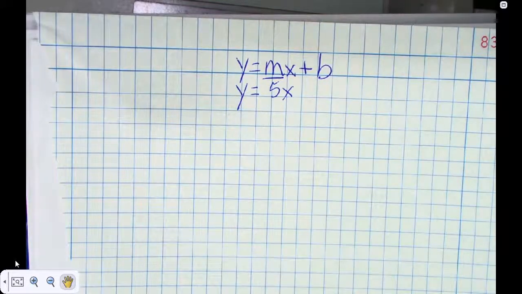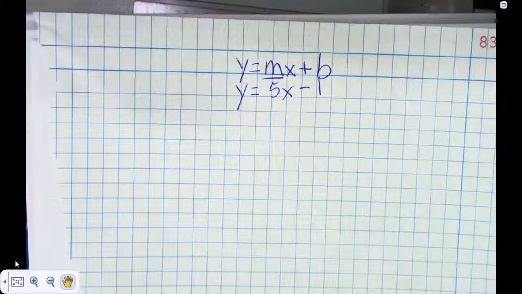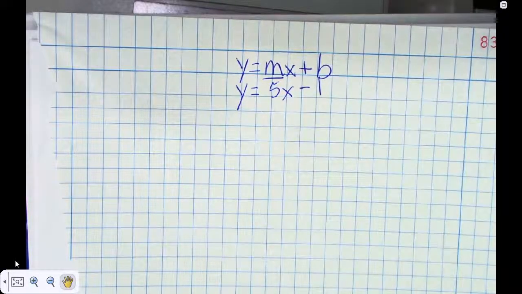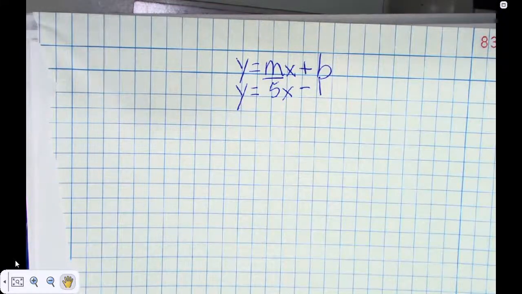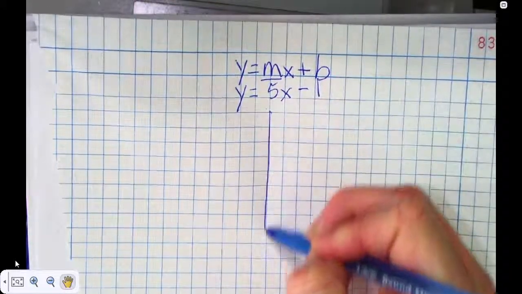X, what? JC, on the next one, don't help him, okay? Negative 1. Where did she get the negative 1 from? The book, where it says y-intercept. Now we're going to graph it.